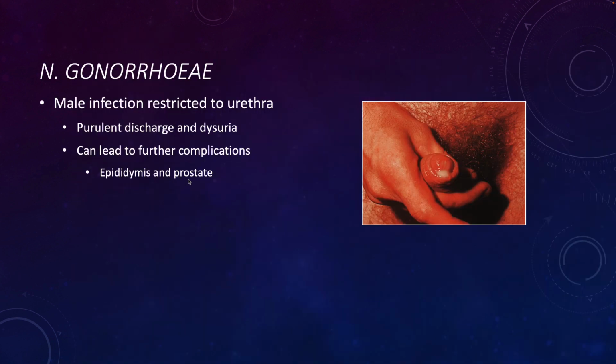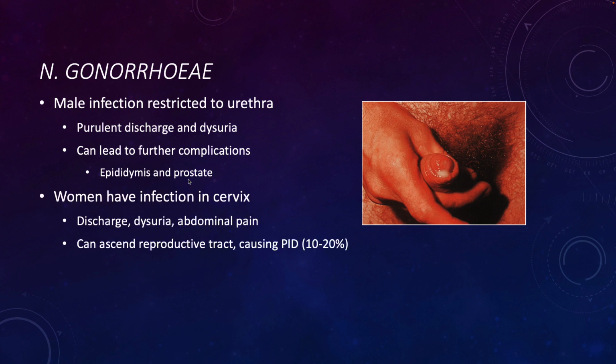In terms of symptoms, in men, the infection is generally going to be restricted to the urethra. There will be a discharge and painful urination. That generally will lead men to seek treatment. However, if not, it can lead to further complications, including infection in the epididymis and also even in the prostate. Women tend to experience infection in the cervix, which can lead to discharge, painful urination, and abdominal pain.